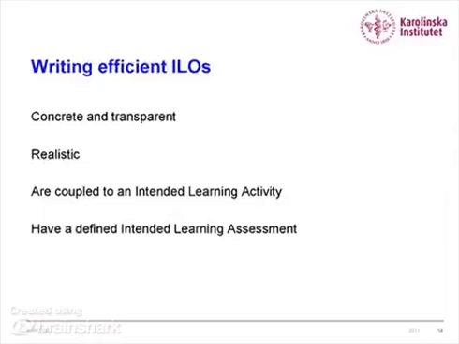In slide 14, you see some advice about how to write efficient intended learning outcomes. Of course, one can't just let one's imagination run riot, but there have to be some type of control. So it's important to remember that the intended learning outcomes should be concrete, they should be transparent, there shouldn't be any hidden meanings. Secondly, they should be realistic. This is quite important in the world of science, that one makes sure one has one's feet on the ground. And then, of course, that intended learning outcome should be coupled both to an intended learning activity, and it's not worth anything unless it can be appropriately assessed.